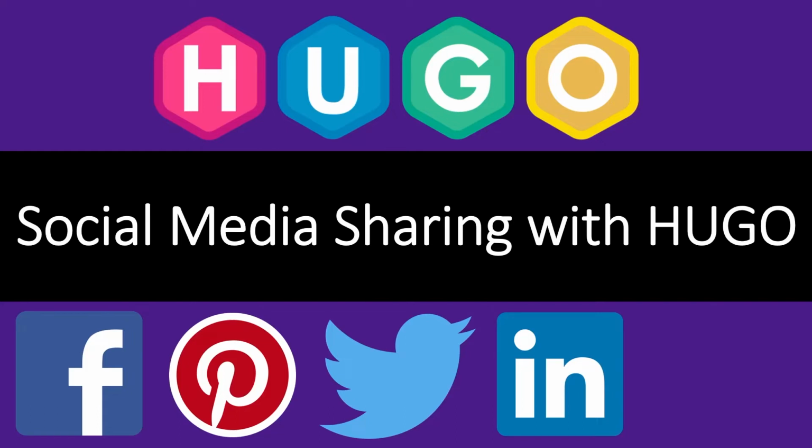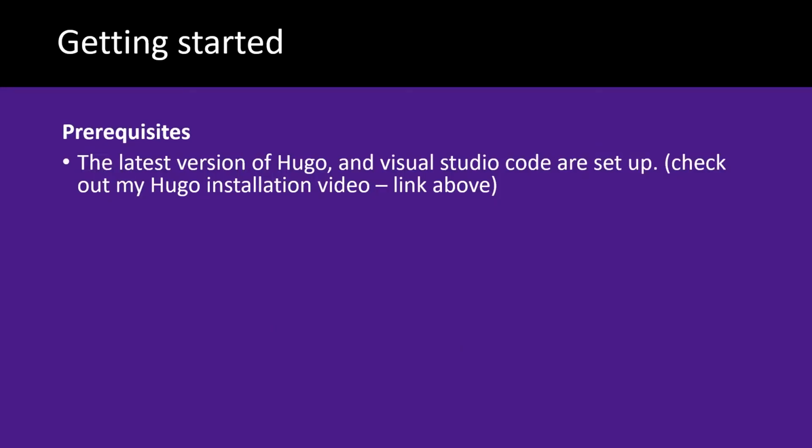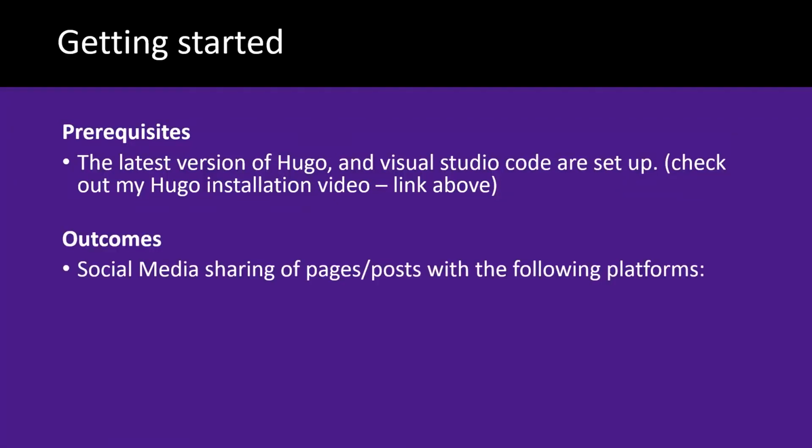This week's video is all about social media sharing with Hugo, looking at Facebook, Pinterest, Twitter and LinkedIn, and it's all about getting your site viewers to share your content with these social media platforms. For this video you have to have the latest version of Hugo and Visual Studio Code installed and set up. If you need any help with that, I've left a link to my Hugo installation video. On completing this video, you'll be able to share pages or posts with Twitter, Facebook, LinkedIn and Pinterest.